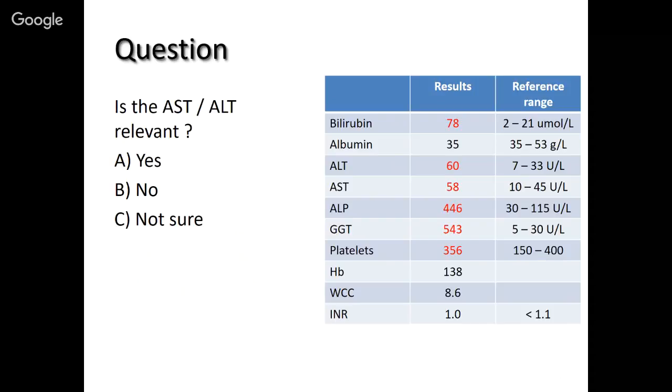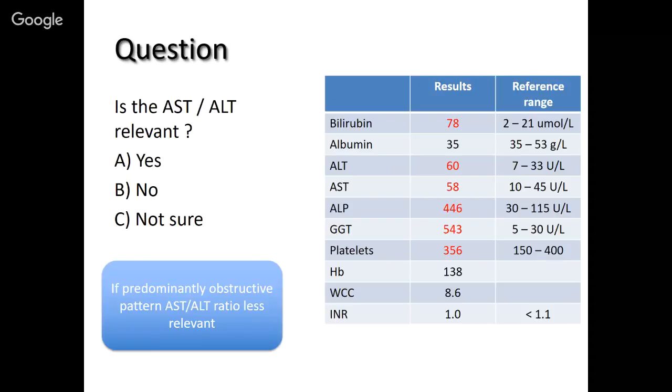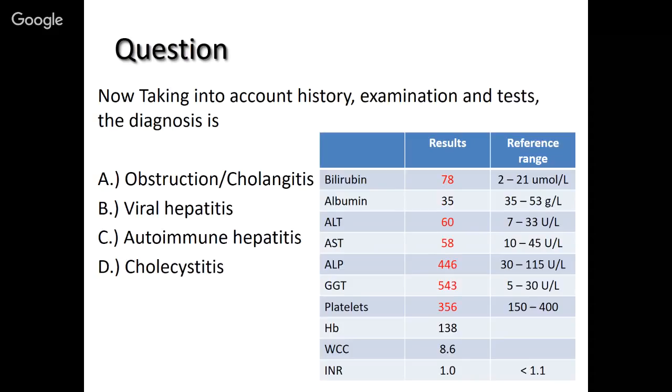Does that make sense to everyone? Whereas in this case, this is a cholestatic picture. So we don't even look at the AST over ALT now, okay? That's a waste of our time. So we just say, look, this is cholestatic. If it's a predominantly obstructive pattern, the AST over ALT ratio is less relevant.